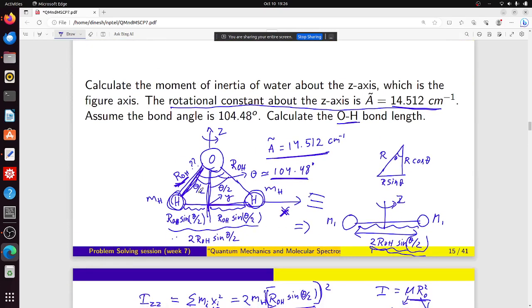So you are given a triatomic molecule, like a water molecule, and the rotational constant around the z axis is given, and the bond angle is also given. With this limited information, we calculated the bond length between oxygen and hydrogen. Right, so any doubt from this question?